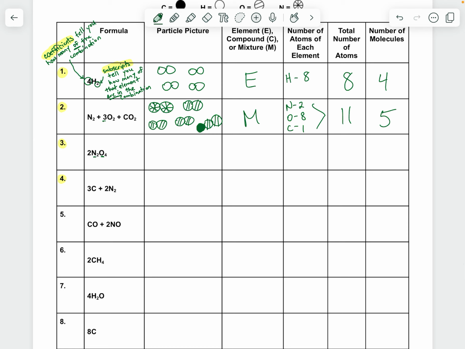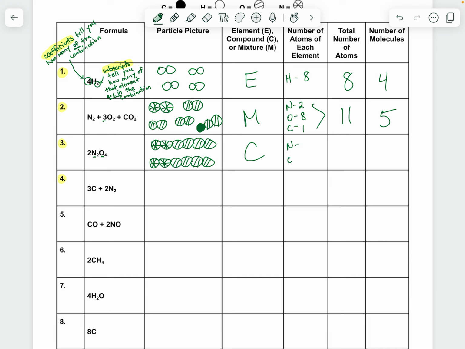Over here we have nitrogen, and there's 2 of them based on the subscript, and it is connected to 4 oxygen. And the coefficient in the front tells me how many of that combination I need, right? And so I'm just going to duplicate it, and there we go. This is not a mixture because the N2O4 compound is the only thing that's there. This is therefore a compound.